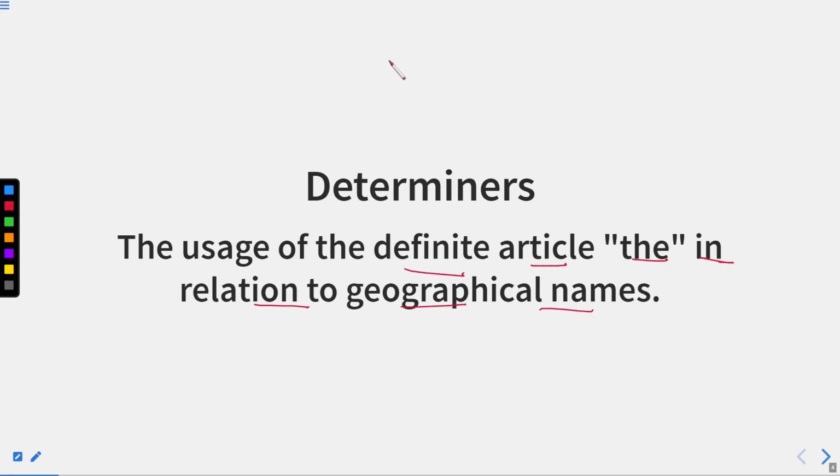Now, the usage of definite article the in relation to geographical names. Whenever we have geographical features or geographical identities, we use the before them. But it is not like that we always use the before all the geographical terms, but there are some geographical terms before which we can use the. Now, let us see what are these.